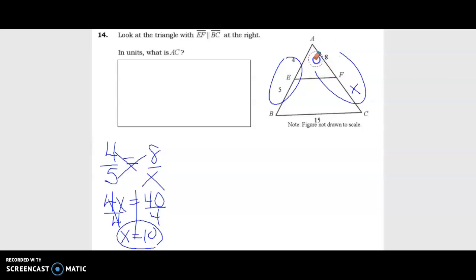So I'm going to come back over here. I'm going to label this side here 10. The question asks for the whole length. So that would be 8 plus 10, which is a length of 18. So 18 units. Careful, because I know in the quiz we made a couple mistakes on this, or the last classwork we did.